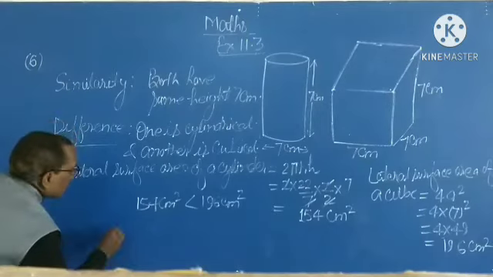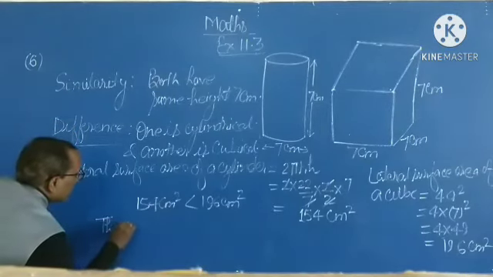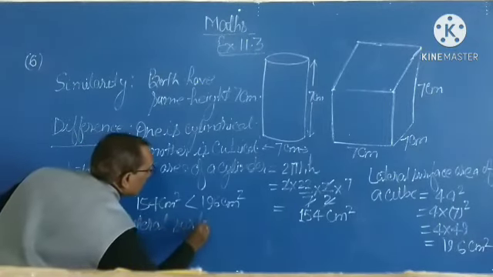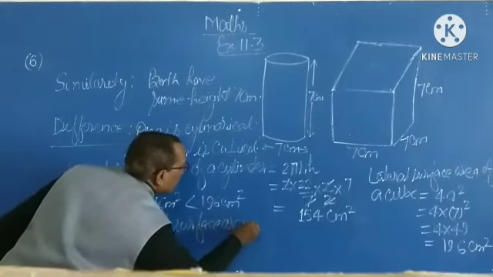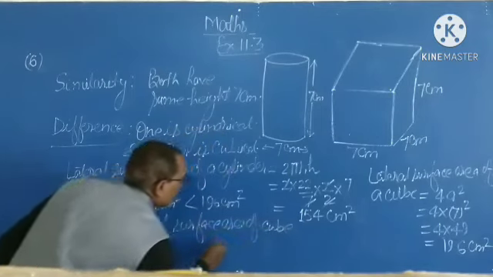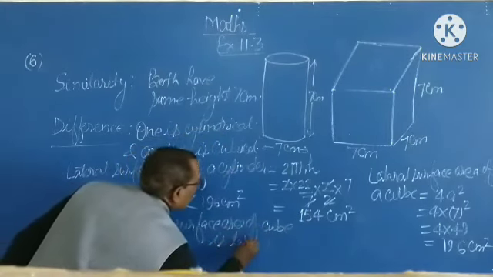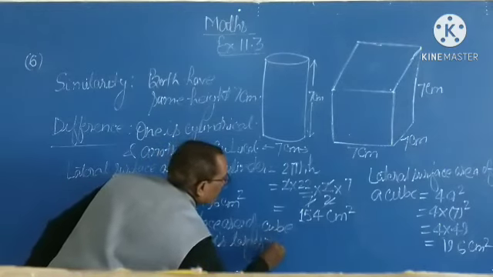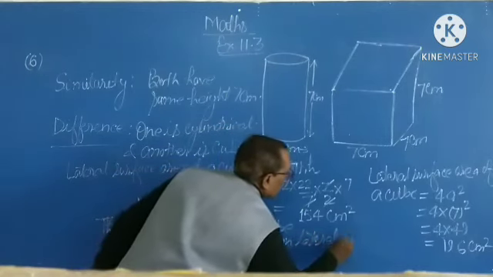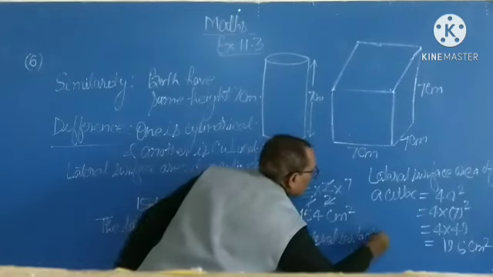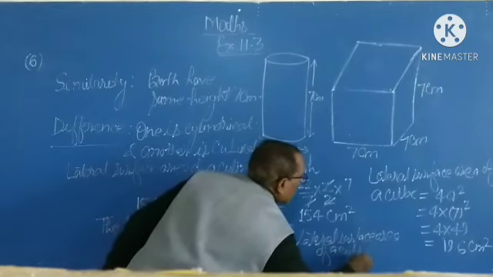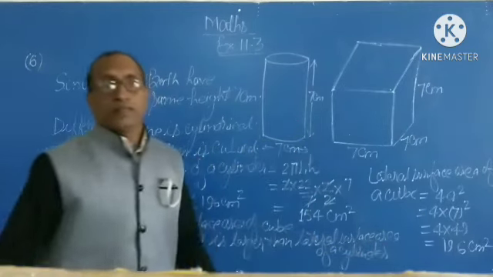This means the lateral surface area of cube is larger than lateral surface area of a cylinder. Okay.